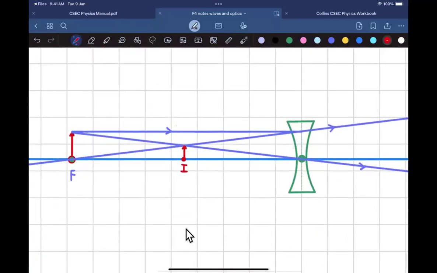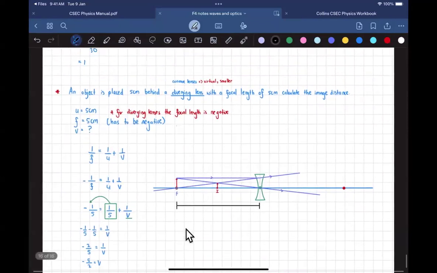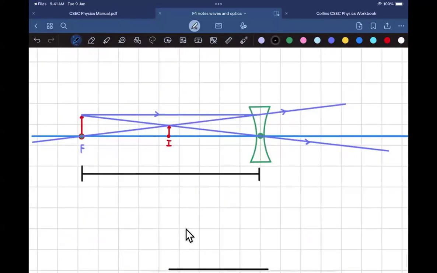Now let me measure some stuff here. I'm going to measure my object distance. What do you think my object distance is? Do we know what that is? Was it given to us at the start of the question? Yes, the object distance is 5, because the object is placed 5 centimeters behind it. So this is 5 centimeters right here.